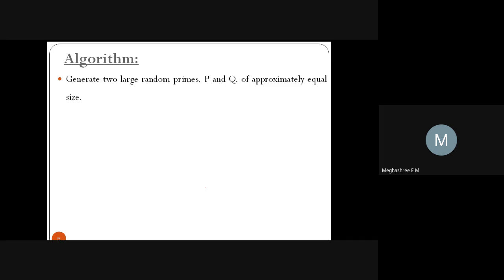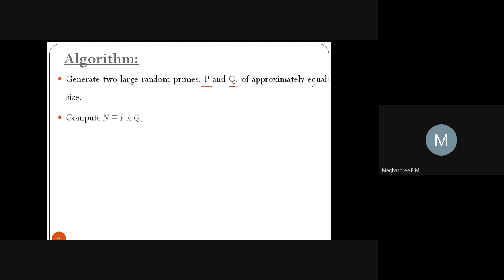The first step is that you have to choose two large random prime numbers. Let me consider them as P and Q. Do remember, these numbers should be prime numbers, randomly generated here. Let these two be approximately equal in size. Okay, this is the first step. If you remember this algorithm properly, then it is easy to understand the coding part.